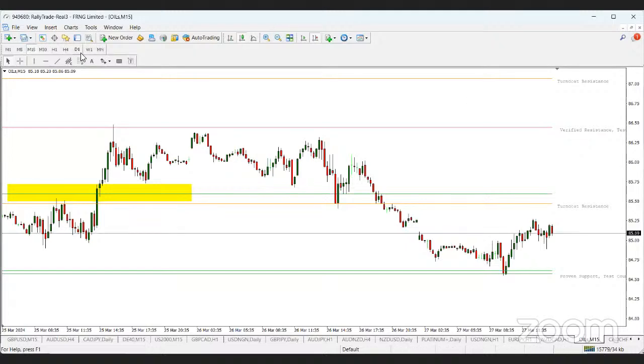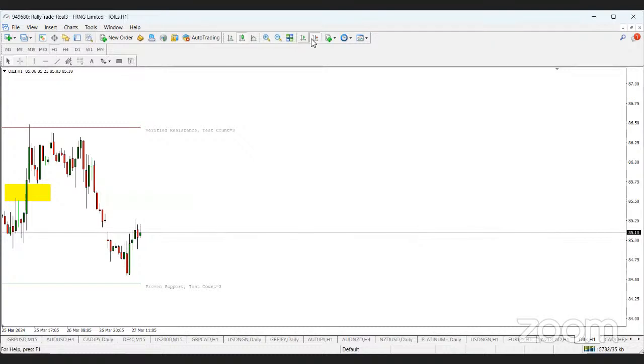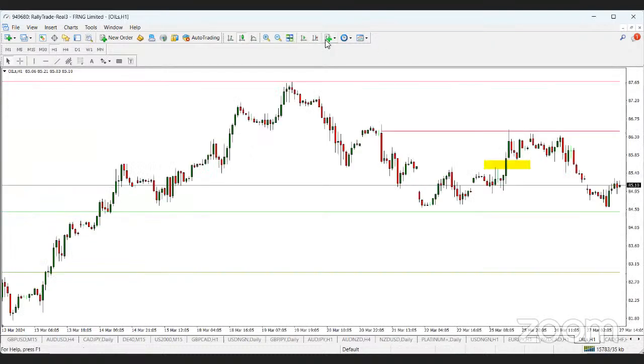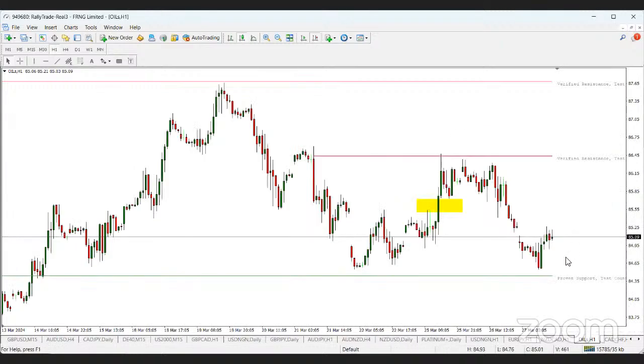You understand? So if you look at oil right now, it hits that support, and given how strong that support zone is, I would expect that price would continue towards this verified resistance here.